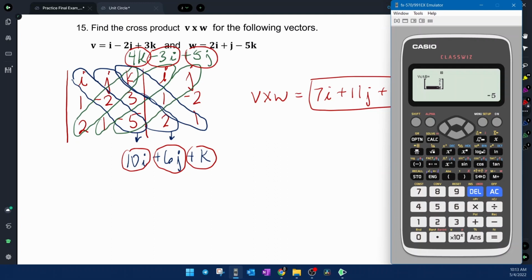And then if we hit Clear, go back to Option, we want to select vector A, number 3, and we hit the times button to indicate cross product. Back to Option, select vector B, and equals, and notice that is going to give you the coefficients for I, J, and K. So again, that's just a quick demonstration of how the Casio ClassWiz can verify your scratch work.